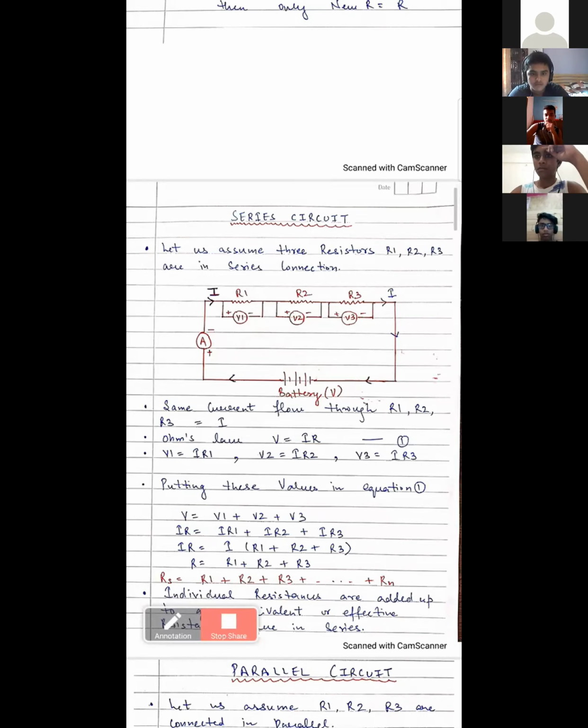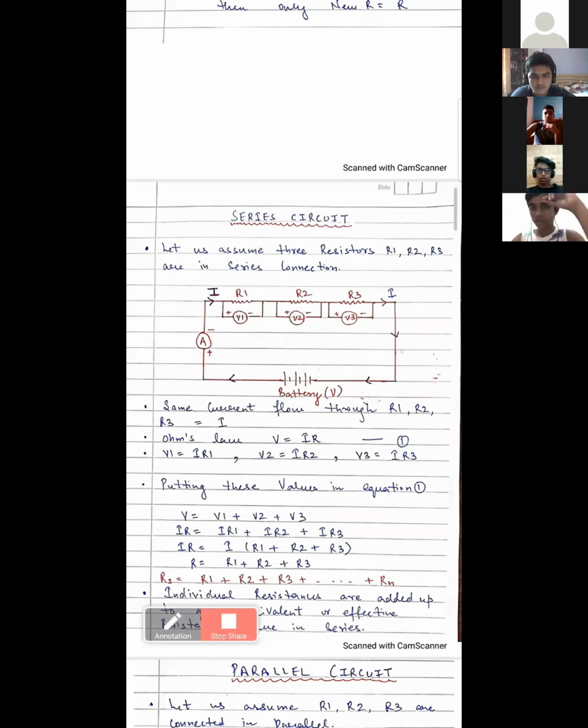Now, can you see? Current I is flowing through the circuit. The same current is flowing through R1, R2, R3. So I can say the same current I goes through R1, R2, R3. In a series circuit, current is same. What is different? Potential difference, the voltage, is different.